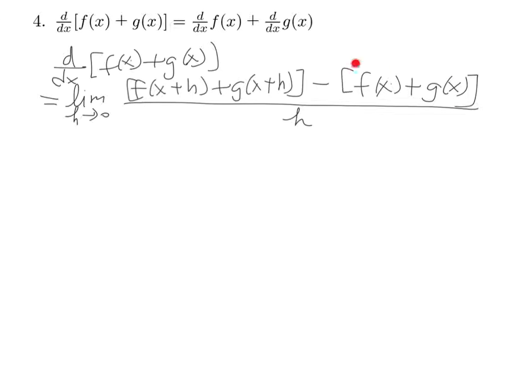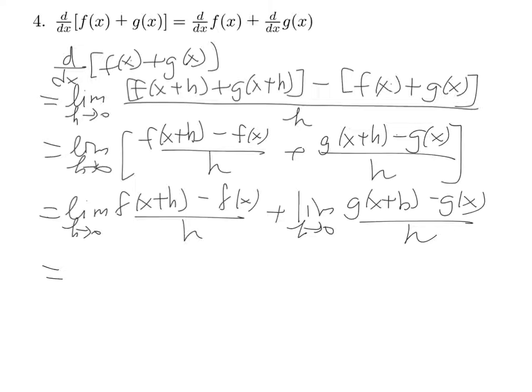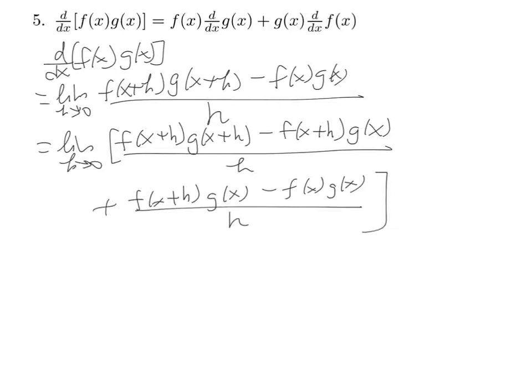And we can rewrite this one as the sum of 2 fractions, and you can write it as the sum of 2 limits. This is equal to df(x)/dx plus dg(x)/dx. By definition, d(f(x)g(x))/dx is equal to this limit. We can write it in this way.